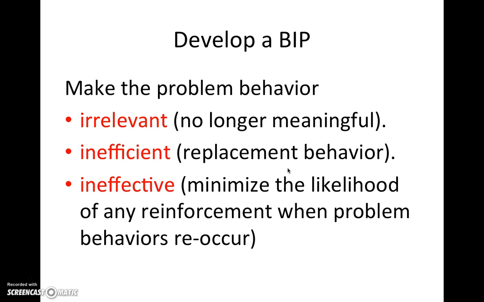Now, the reason why I want to emphasize this before we get into data collection procedures is we're not able to effectively make a problem behavior irrelevant, inefficient, and ineffective unless we get the right data we need to identify why the problem behavior is recurring, how we can make it no longer meaningful, how we can create a replacement behavior, and how we can minimize the likelihood of any reinforcement. So we need to know all of the strategies and things we can use for prevention in order to truly be able to change that problem behavior. And all of that comes from Horner's 2006 work.